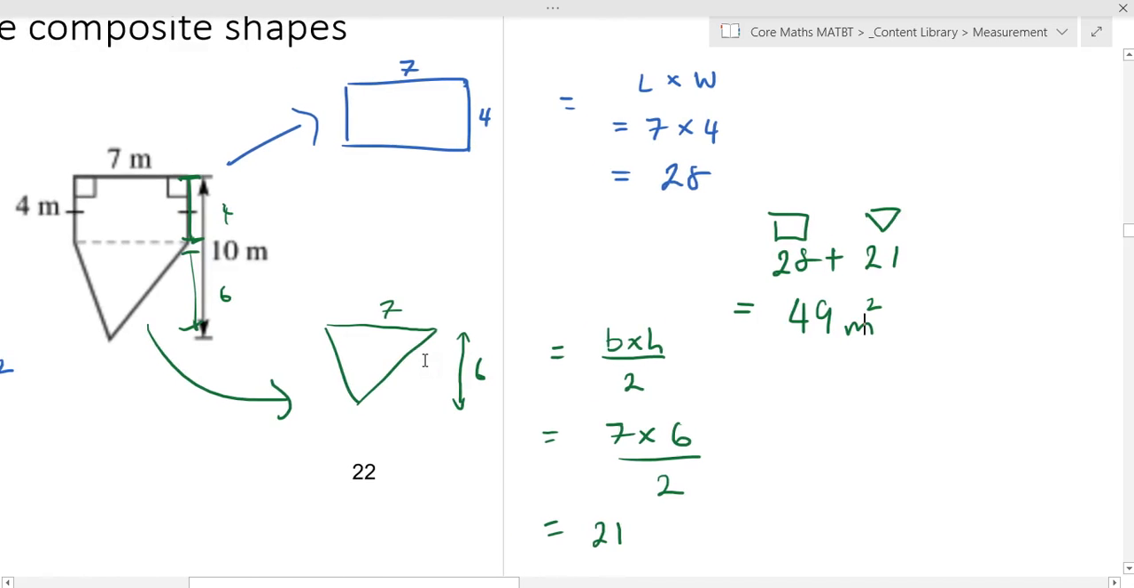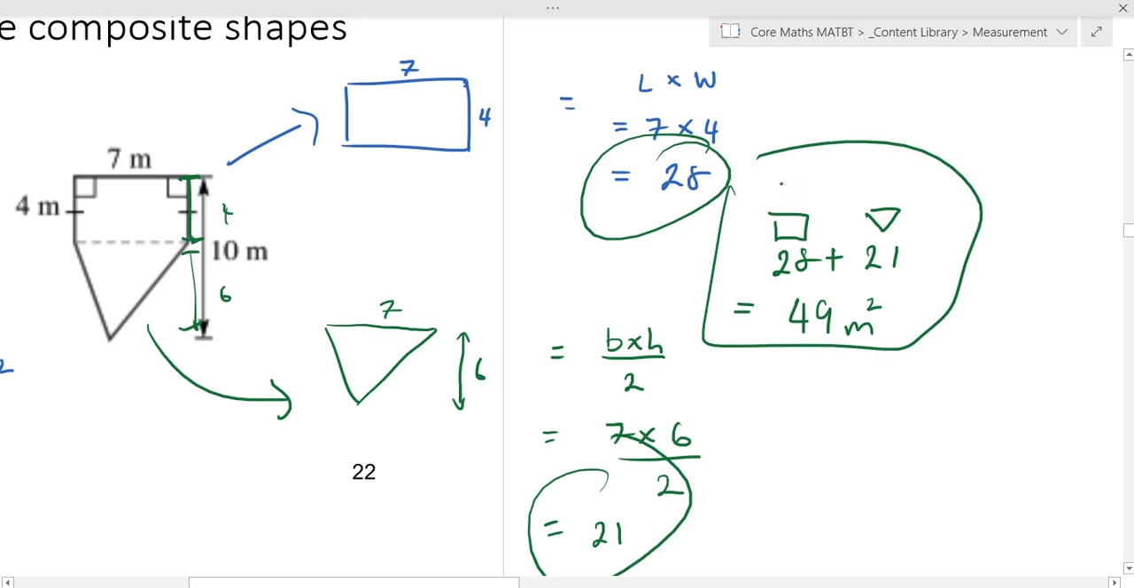So again, the principle here is you're just going to break up the composite shapes into their most basic shapes. Okay, and then after that, find the area of each one separately, and then add them all together.